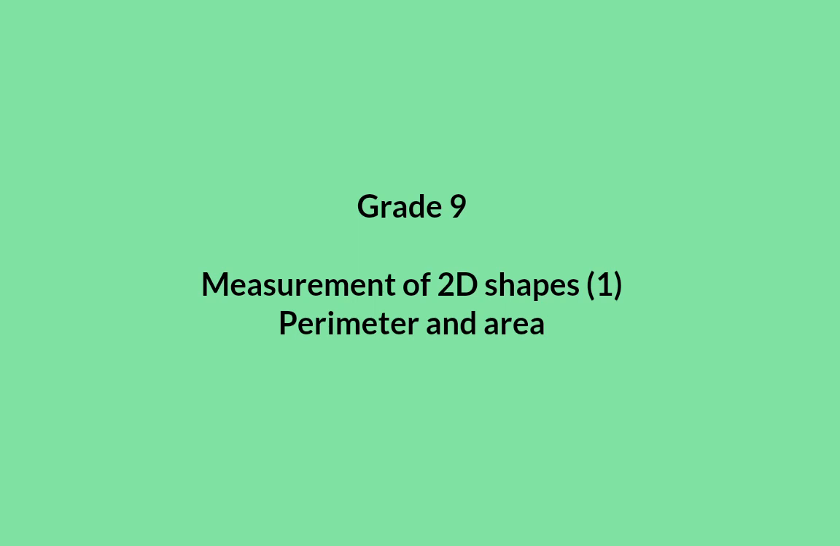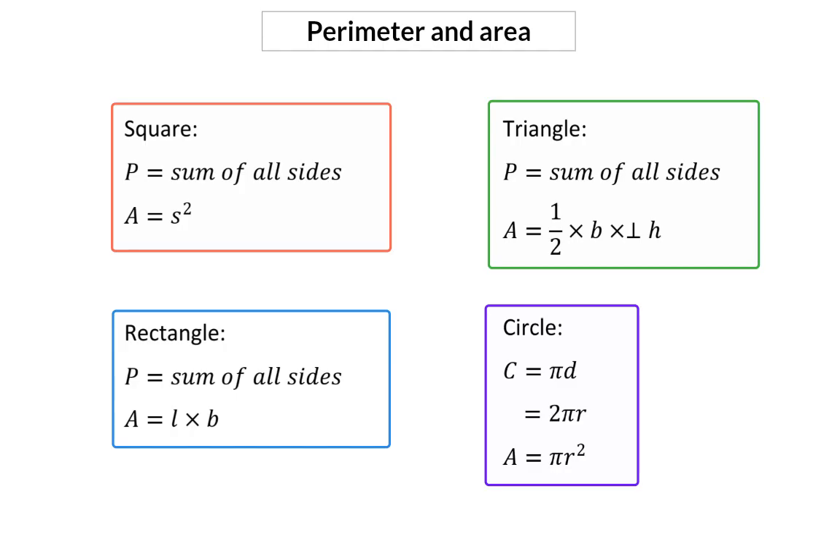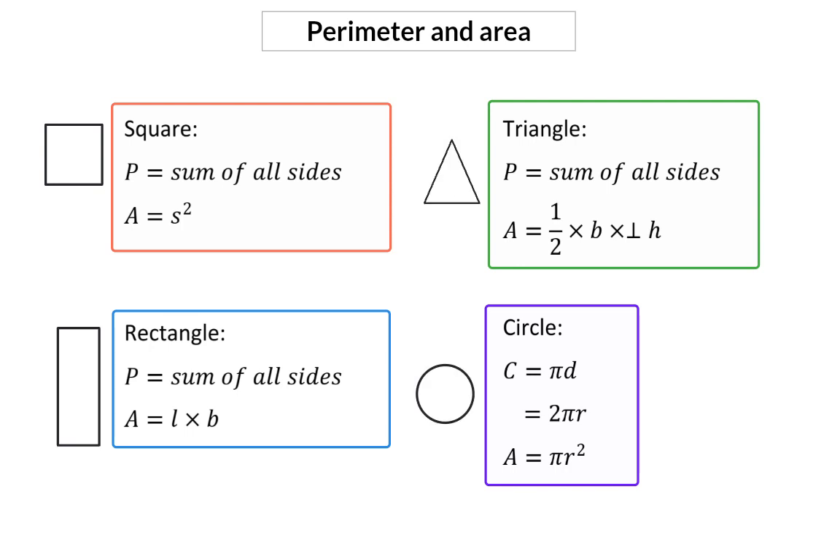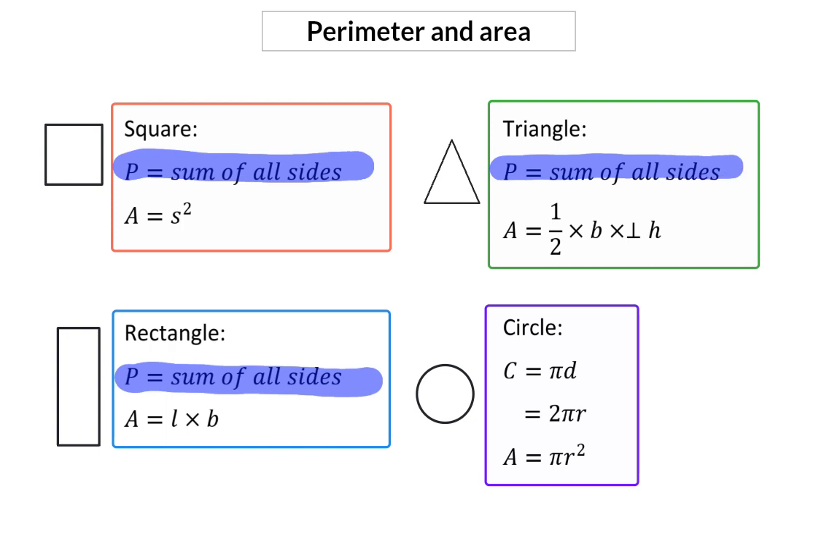In this first video for measurement of two-dimensional shapes grade 9, we're going to have a look at the perimeter and area of the shapes you did in grade 8. We focused on four main shapes: the square, rectangle, triangle, and circle. Here you can see that to determine the perimeter of a polygon, you simply add up all the side lengths.